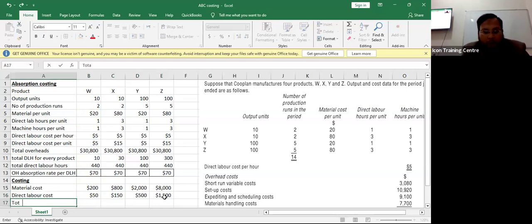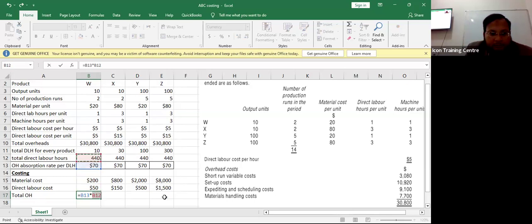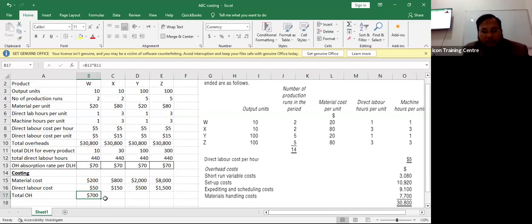And then we have total overhead. How do we calculate it with the absorption rate? We take this $70 per direct labor hour and multiply by how many labor hours we work for every product. For W, 10 hours, so 700. And this is the total, 2,100, 7,020.